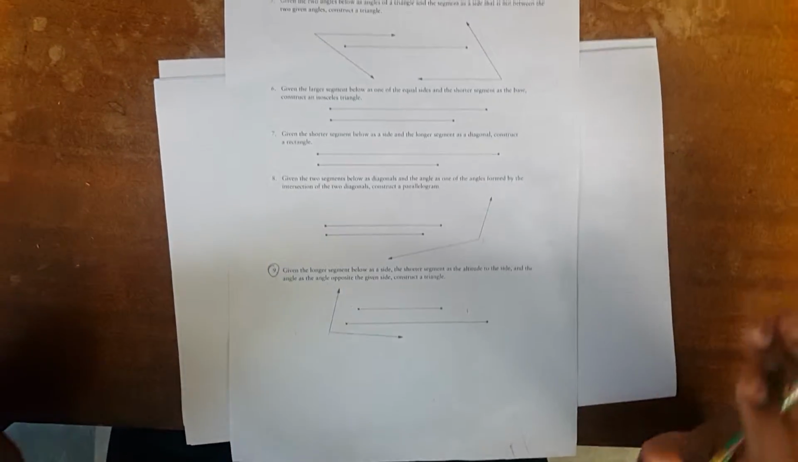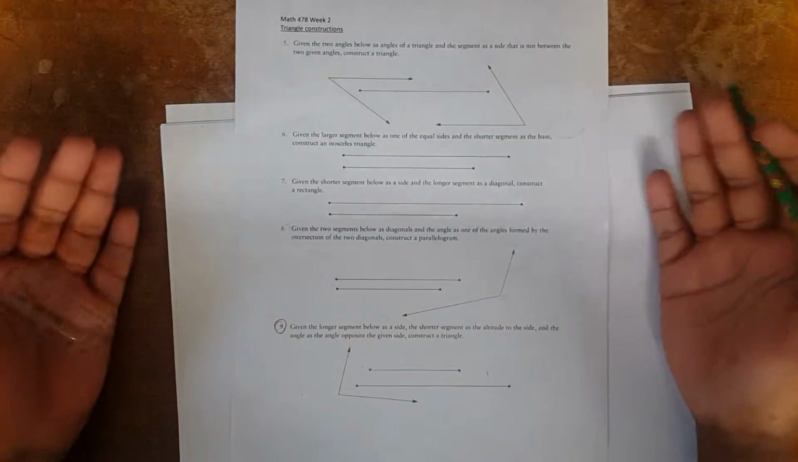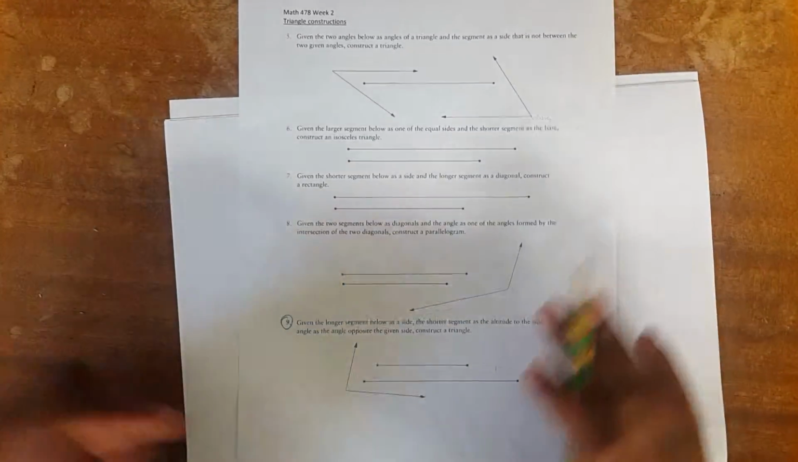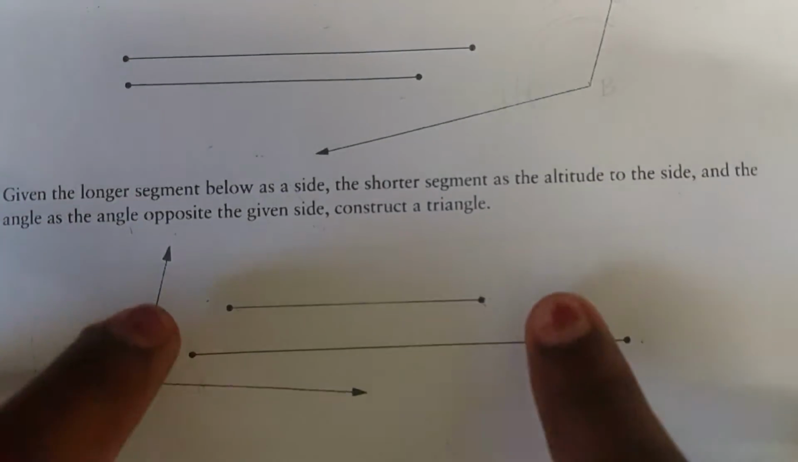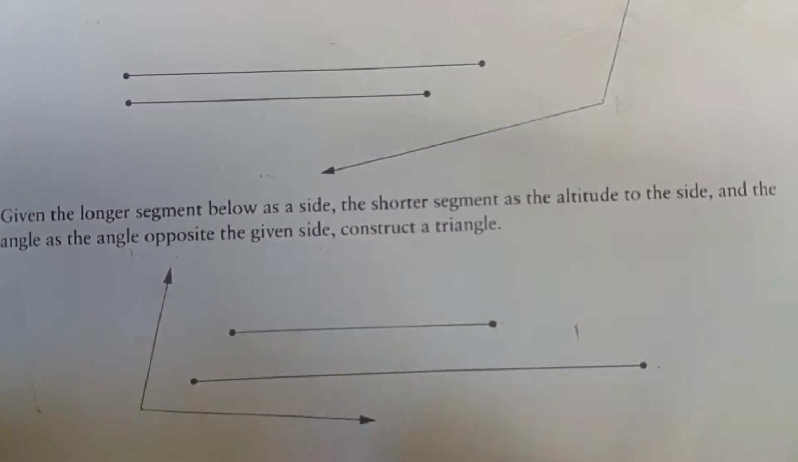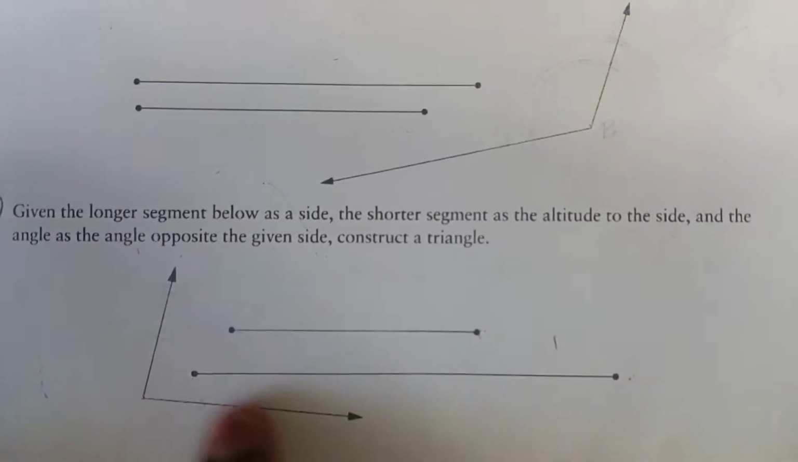Good day. Today we are going to do triangle constructions. We have many sums here, but we've decided to do number 9, where number 9 says, given the longest segment below as a side, the shorter segment as an altitude to the side, and then the angle as the angle opposite the given side.